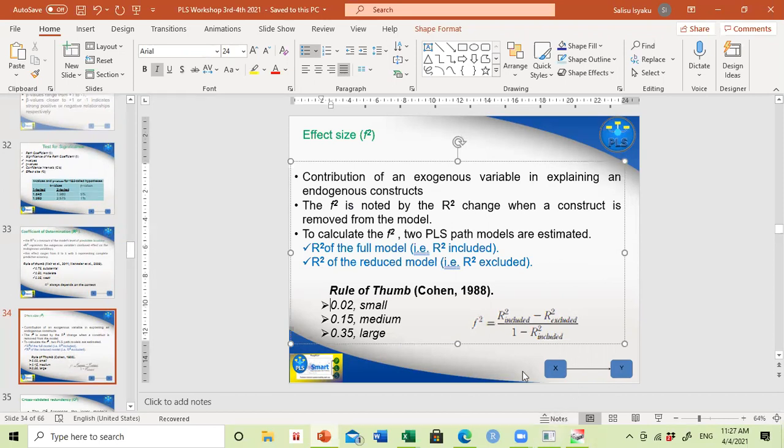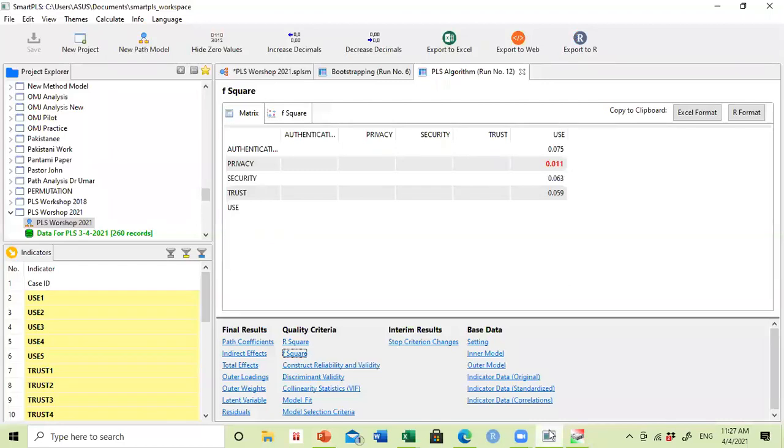So in this case, you just look at this one. We have authentication at 0.075. It's considered what? Small. It's considered small. Why? Because it's greater than 0.02, but it's not up to 0.15. But privacy has no effect. It has no effect.